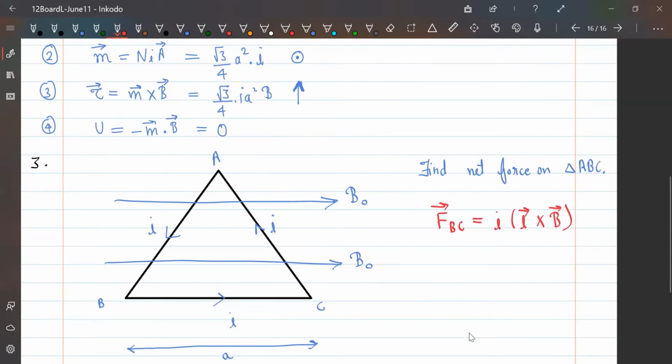They are parallel. They are parallel. So angle will be 0. Force on BC will be 0. No? Yes, sir. So force will be 0. Then we can calculate force on AB, let us say.